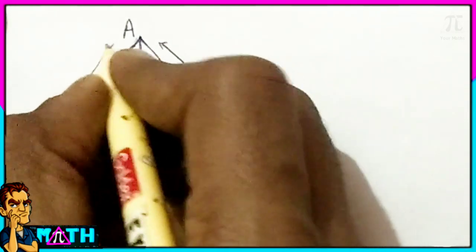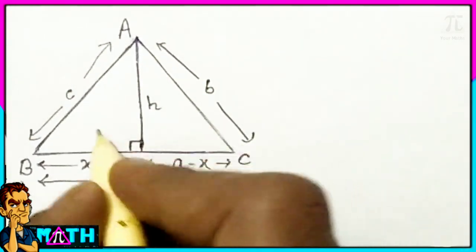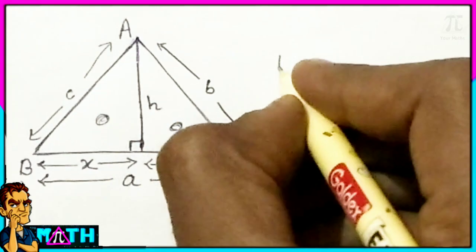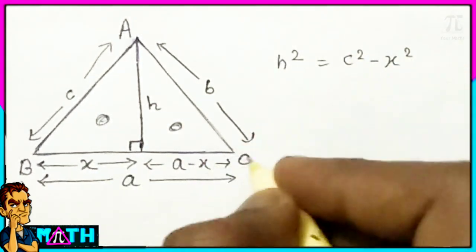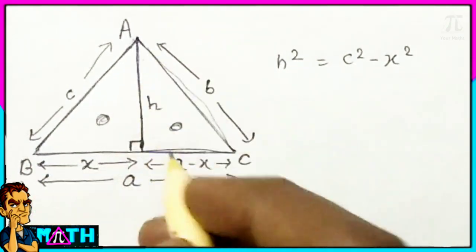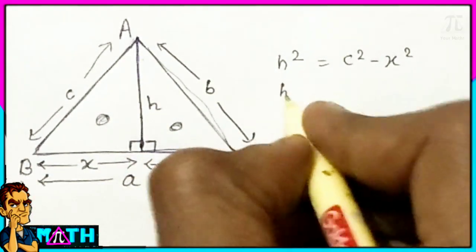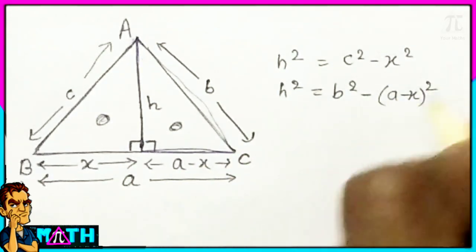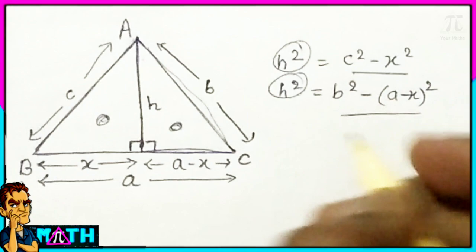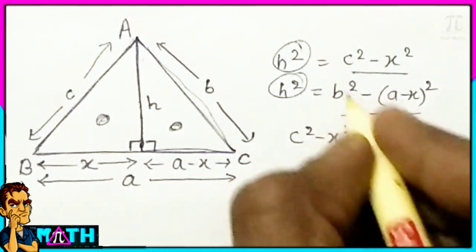This length is c. Okay, now you can see two right angle triangles here, and now you can apply Pythagoras theorem. According to this you can write h square is equal to c square minus x square. Now in this triangle you can also write h square is equal to b square minus (a minus x) the whole square.